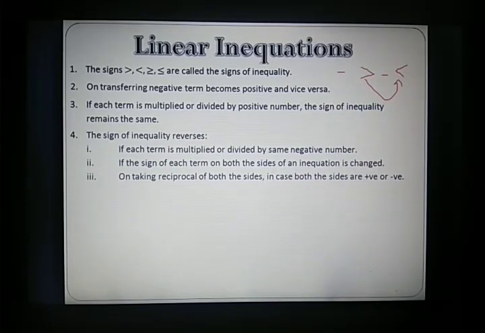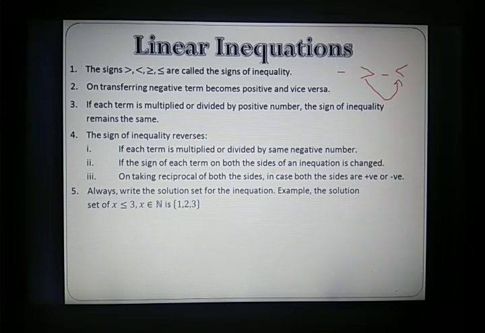Now the second point says, if the sign of each term on both sides of an inequation is changed, for example, if there is a negative sign and you want to make it positive, again you need to multiply it by minus. So when you multiply by minus, this greater than becomes less than. And the third point is on taking the reciprocal of the numbers. We are going to see one example of this in the exercise.